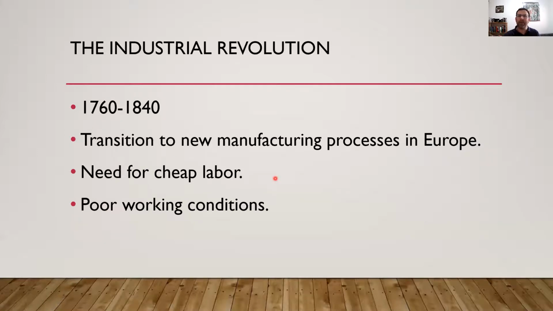So now that we basically talked about who George Eliot was, let's talk about the Industrial Revolution. The Industrial Revolution happened during the era in which George Eliot lived, between 1760 and 1840. And basically, it's a transition. During this period, the way things were made or manufactured undergoes a major change.